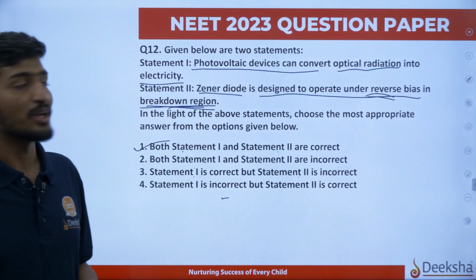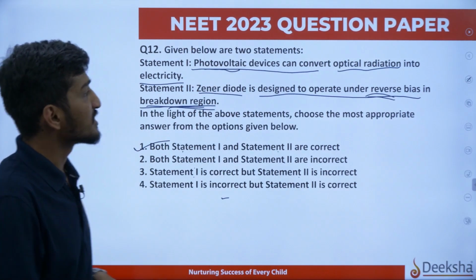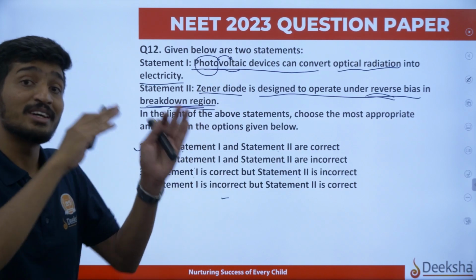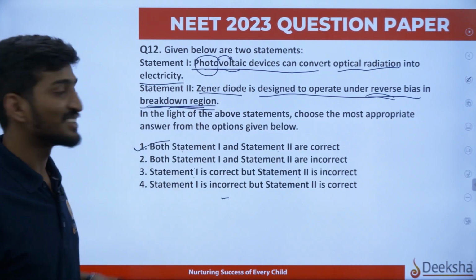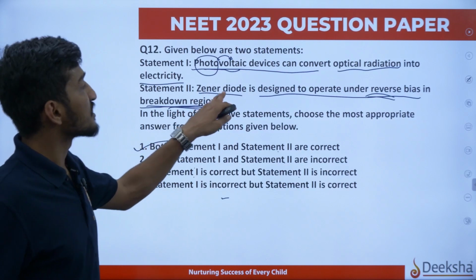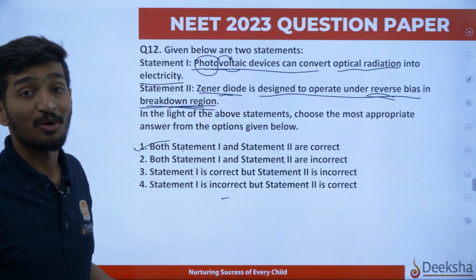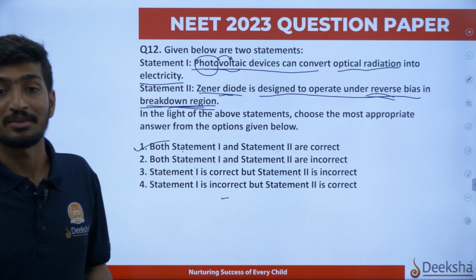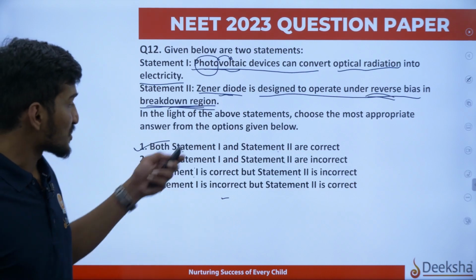This should be a simple enough one. Photovoltaic devices. Photo to voltaic. Optical radiations to current. So that's also right. And Zener diode, its job is to operate in reverse bias when it goes into breakdown region. Okay, so that's also correct.